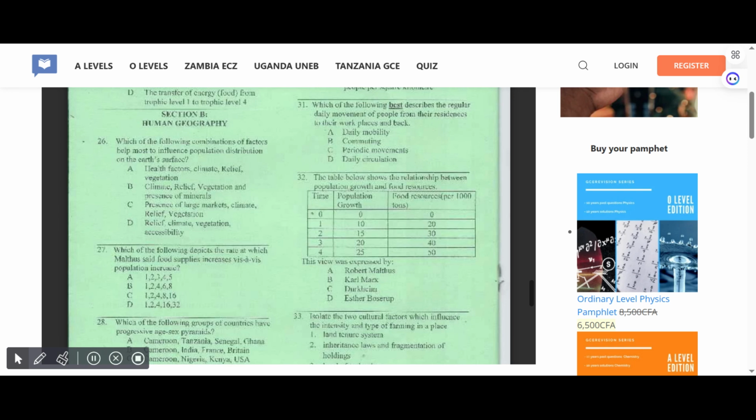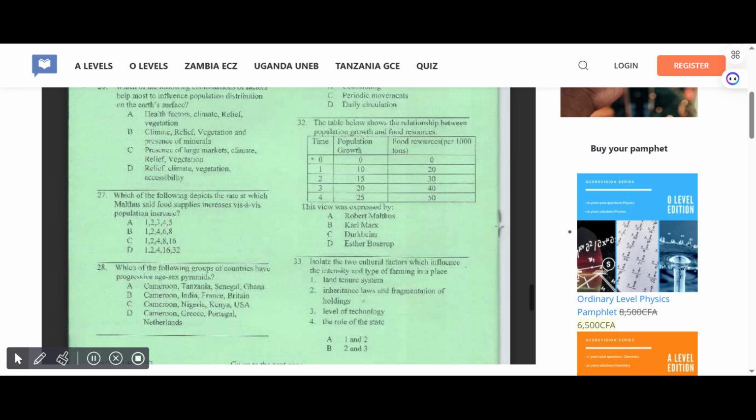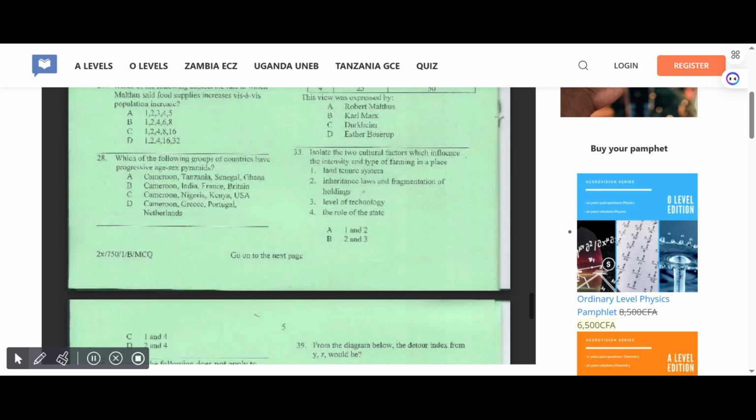Which of the following depicts the rate at which Malthus said food supplies increase relative to population increase? Correct answer is B, which is 1, 2, 4, 6, 8. 28. Which of the following groups or countries have progressive age-sex pyramids? Correct answer for 28 is D, which is Cameroon, Greece, Portugal, Netherlands.